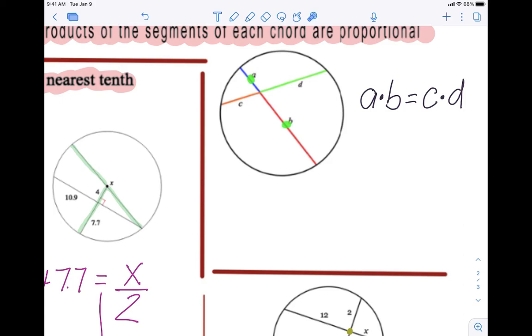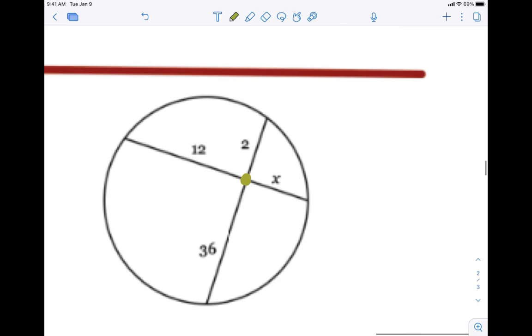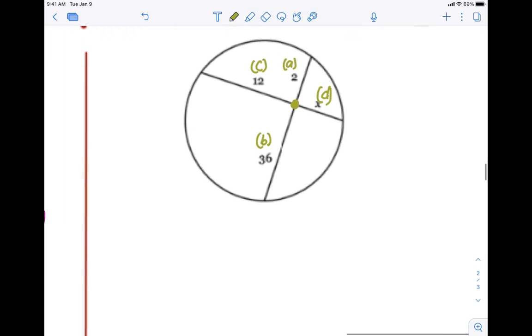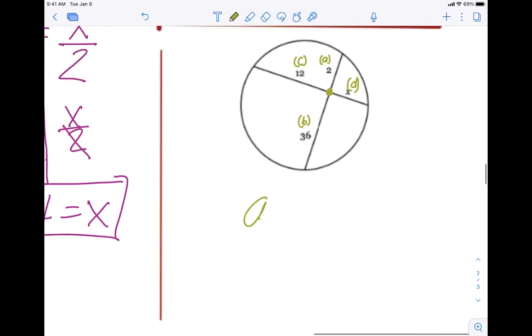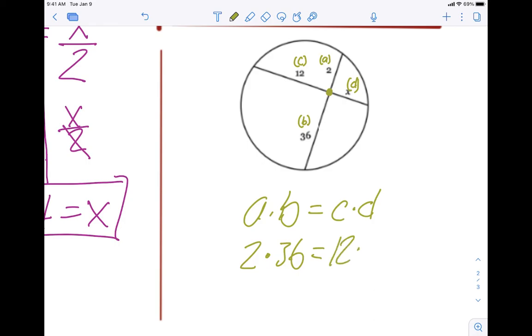A times B is equal to C times D. So what I'm going to do to help me out is I'm going to name them A, B, C, and D. And I know that my formula says A times B is equal to C times D. A is 2, B is 36, C is 12, and D is X.